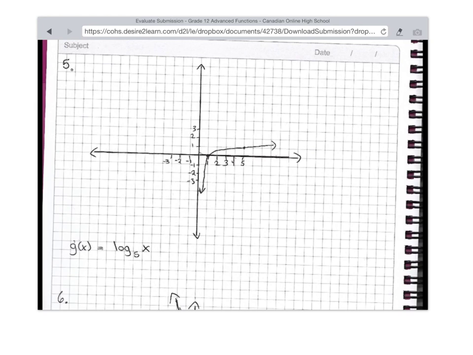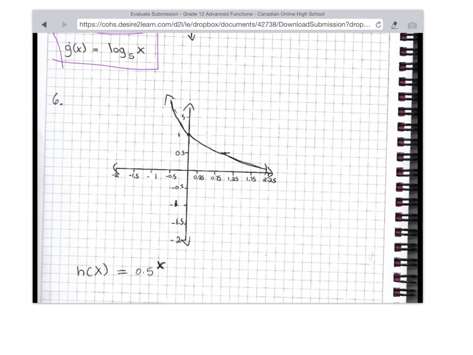Okay, the graph that you've shown in question 5 will meet the criteria that they've set out. The point (5, 1) will be on the graph, and you have an x-intercept at (1, 0). And so a possible equation for that would be log base 5 of x.